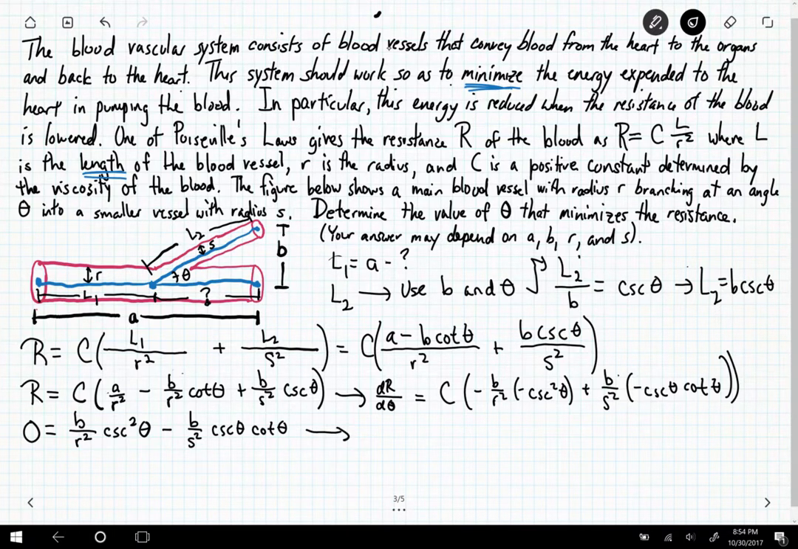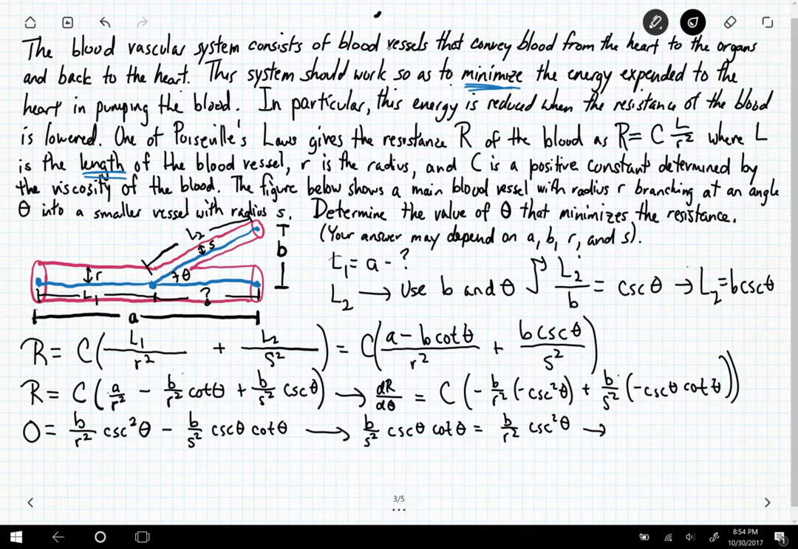Alright, so now let's move that minus part over to the other side. When you get to trig functions, it can be kind of tricky. So b over s squared cosecant theta cotangent theta equals b over r squared cosecant squared theta. Now here's something we can notice. You have a cosecant theta appearing on both sides. So you can divide both sides by cosecant theta. We can also divide both sides by b. And so what does that leave us with?